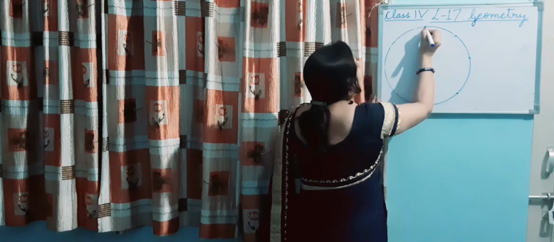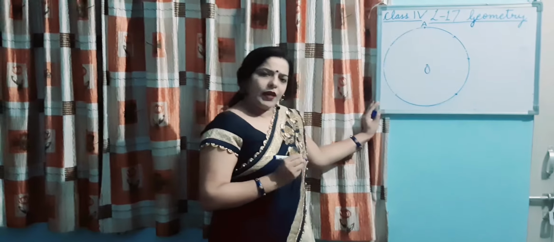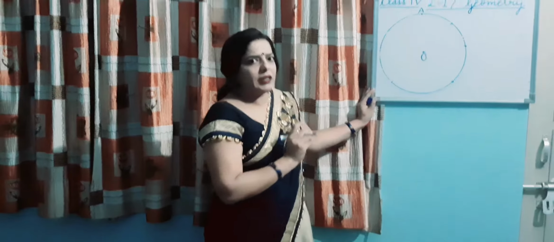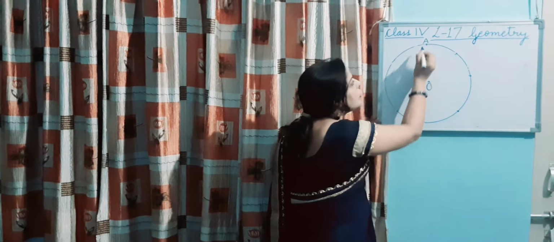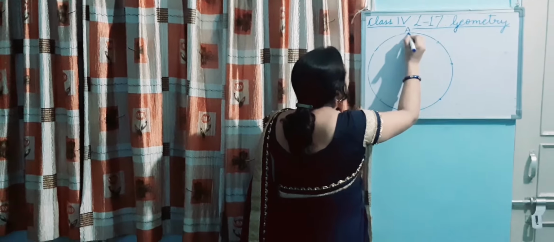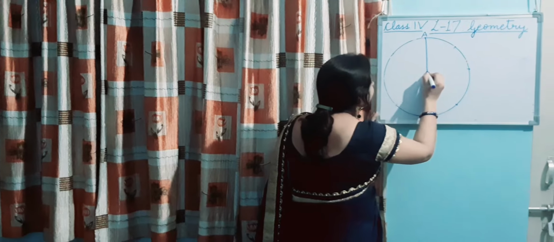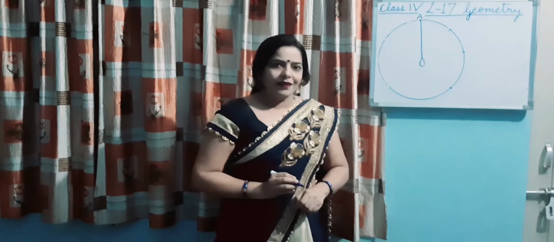Like I have marked point A. Okay, you can mark point. Now after marking point, you draw a line from center to circumference. You draw a line from center to circumference where you have taken the point. Okay, now you measure it. So after measuring it, what you will get? You will get the radius of the circle.